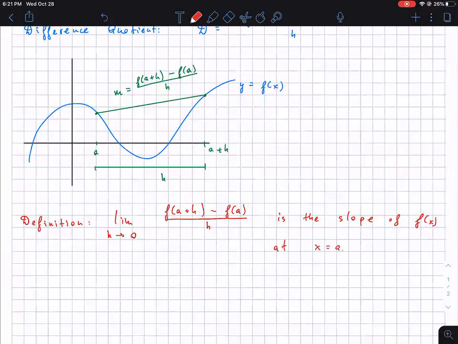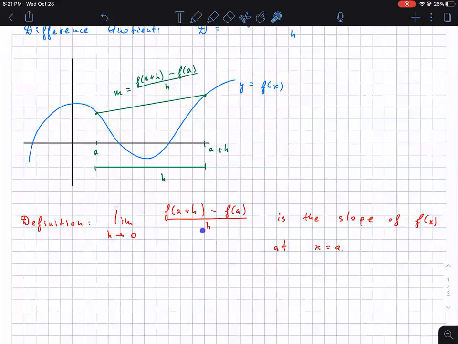X equals a. So I'm going to say that this is the slope of the graph. For example, here, if I were to let this point travel in this direction, eventually I'll get the slope, which is roughly like this. So this would be the limit. This is what I mean by lim. Lim is short for limit.